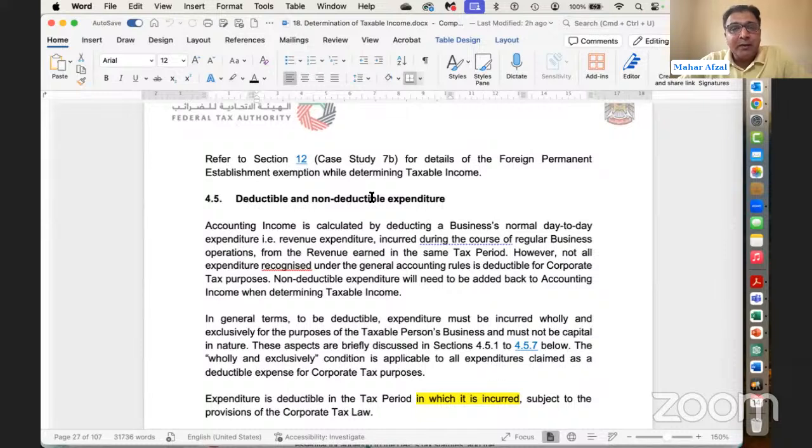Otherwise, you cannot claim. These conditions are not applicable to banks, financial institutions, and natural persons. And for qualifying infrastructure projects, you can claim 100% interest as well. So accounting treatment is different for some expenses, and tax treatment is different, like entertainment expenses. For employees, you can claim 100%. For others than employees, you can claim only 50%. Then you need to make the adjustment.